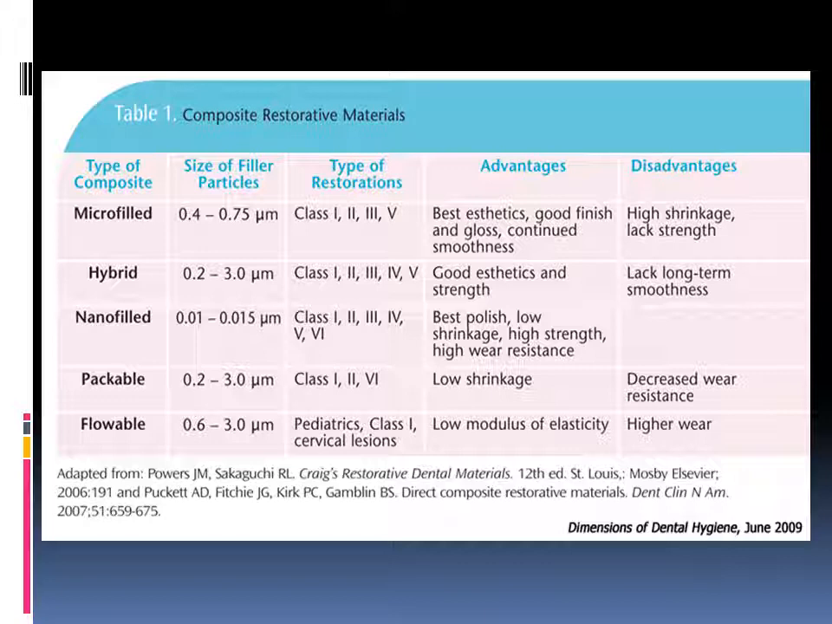Then the packable, the filler particle is 0.2 to 3 micrometer, class 1, 2, and 6 restoration. Advantage is that it has low shrinkage. However, there is decreased wear resistance. Then the flowable, which has particle size of 0.6 to 3 micrometer. It is used in class 1 cervical lesions, fissure sealants, pediatric fillings. Advantage is that it has a low modulus of elasticity. It is not stiff, so it can easily flow. The disadvantage is that it has high wear.